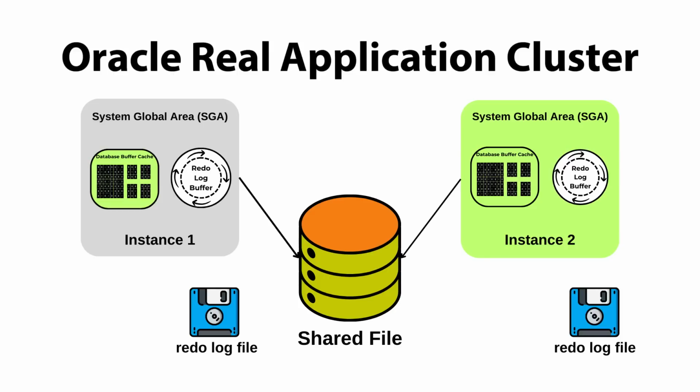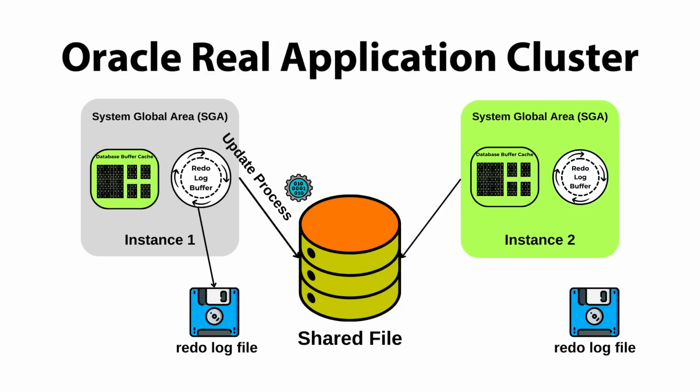For example, an application connected to the database using the first instance. The application performs an update on the database. The pages to be changed are brought from the data file to the database buffer cache. The update process takes place. Log records are kept in the log buffer. Afterwards, the data in the log buffer is written to the log file.